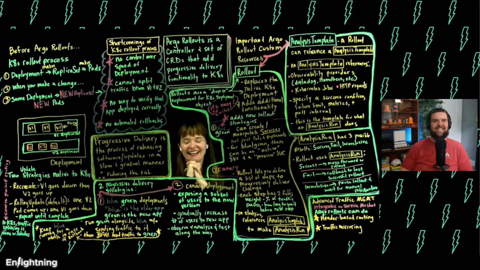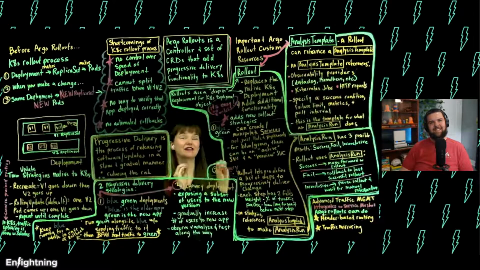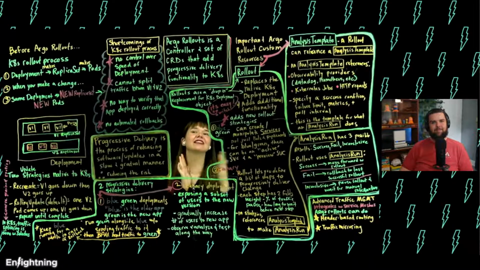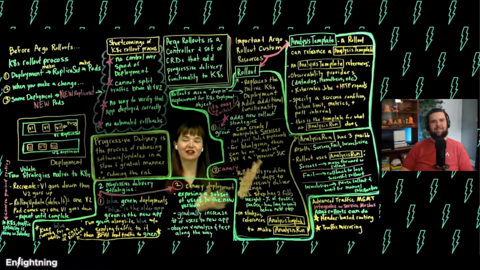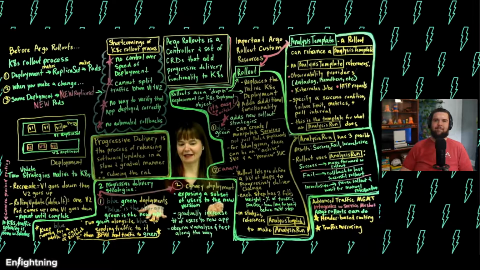And then you gradually, with a canary deployment, give that little bit of real traffic to the new app. Once you verify that's good, you give a little more, and then you verify that's good, and then a little more. You observe, analyze, and test all along the way until eventually all your traffic is rolled out to the new version of your application. Those are the two different ways.